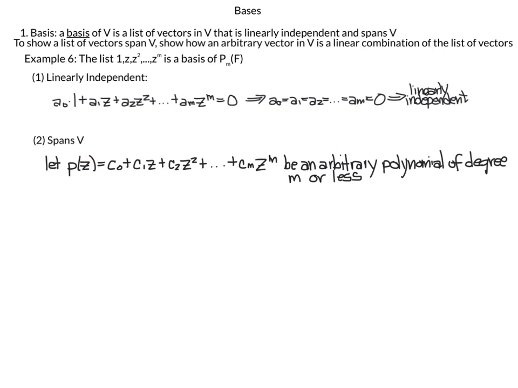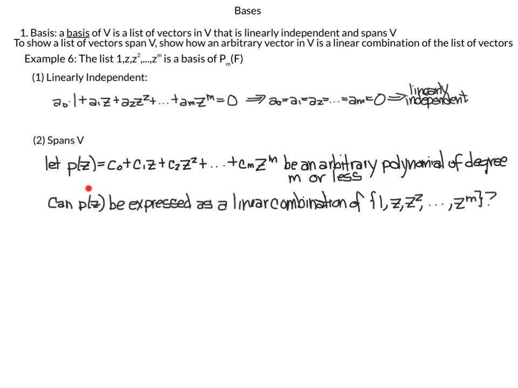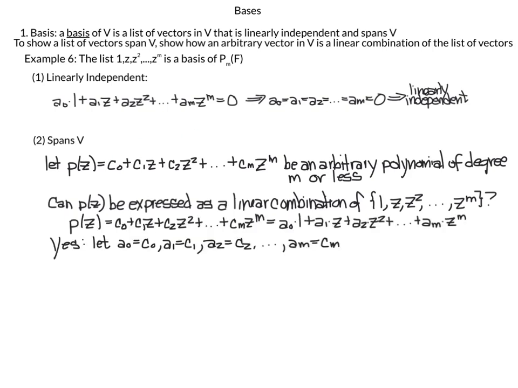So this is our arbitrary polynomial of degree m or less. And the question is, can p of z, this arbitrarily chosen polynomial, be expressed as a linear combination of our vectors 1, z, z squared up to z^m? And the answer is, well, of course it can, because that's just what we did over here. I suppose technically we can write p of z as a linear combination of our vectors 1, z, z squared up to z^m, and you can see then a0 becomes c0 and a1 becomes c1.